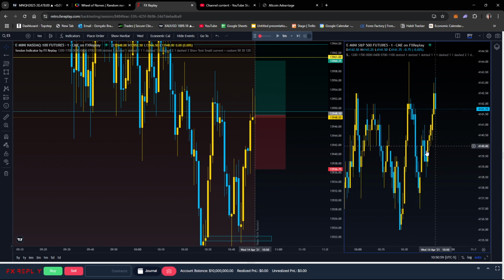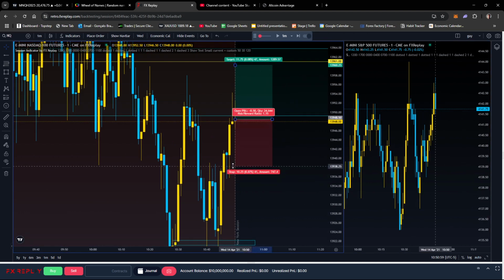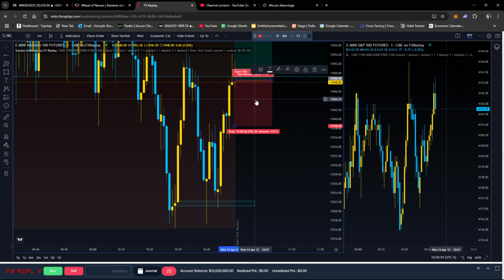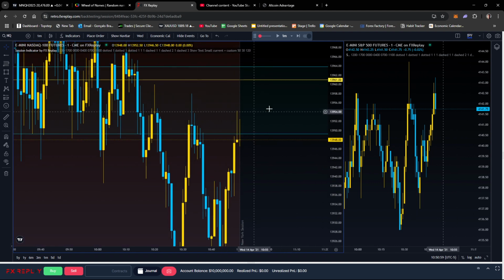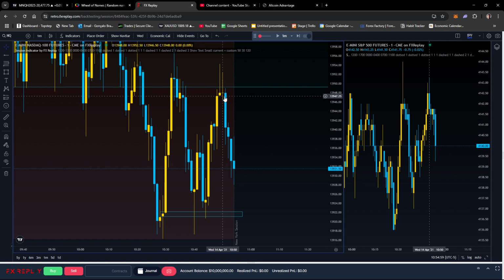What's ES saying? Okay. 10 points. Oh, we are still consolidating. I've got to stay disciplined. 2 touches. We need this to break. There we go. That's exactly why. So we had a nice entry here, but we are consolidating.